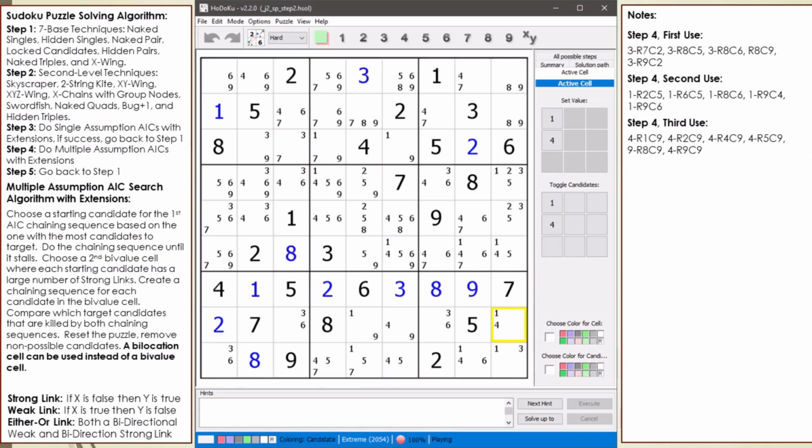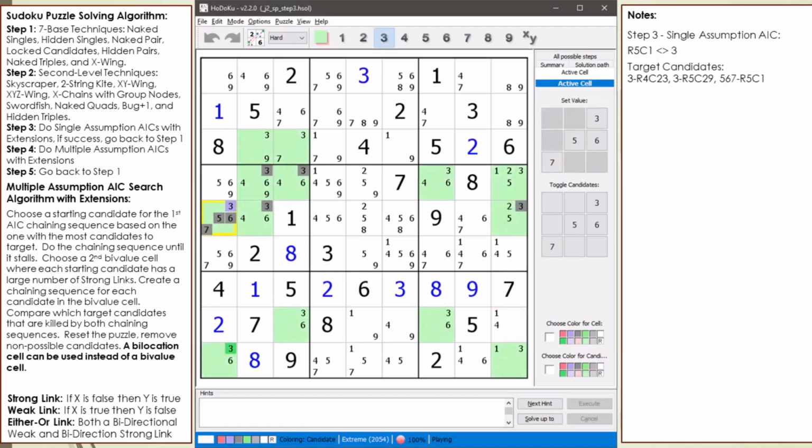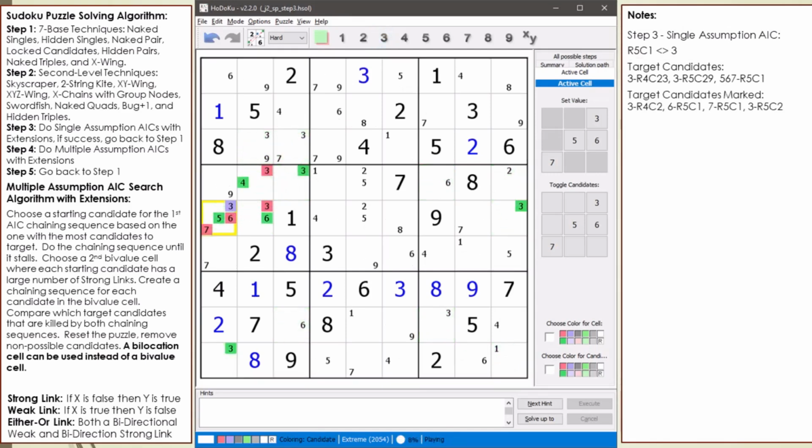At this point in solving the puzzle, step 3 is now working for the first time. Cell 5,1 not equal to 3 is the assumption we will use for our single assumption AIC chaining sequence. There are a total of 7 target candidates. Here is the resulting chaining sequence. 4 out of the 7 target candidates are marked as non-possible candidates.